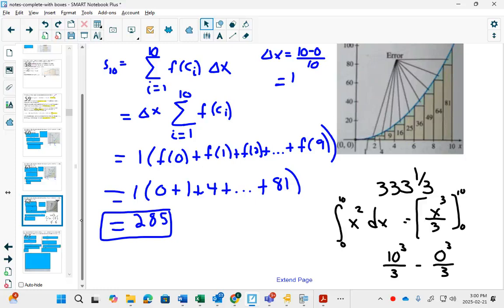We integrated like normal by adding 1 to the exponent and dividing. I kept my 10 and 0 there because then I plug in the top number and subtract plugging in the bottom number. So that's where I plugged in the 10. 10 cubed divided by 3 is 333 1/3. Plugged in the 0. 0 cubed over 3 is 0. Subtracted them and still ended up with 333 1/3.